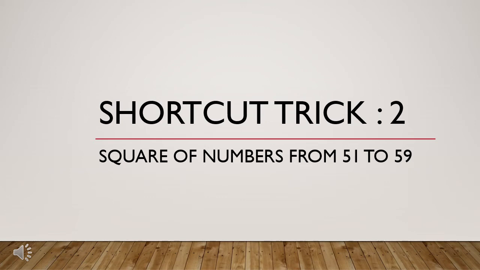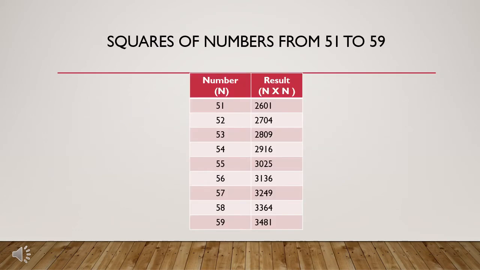This is my second video of shortcut trick number 2, which is square of numbers from 51 to 59. If we apply the normal methods to find the squares of a number, it will be a little lengthy. With this method, we can find the squares of numbers very easily.